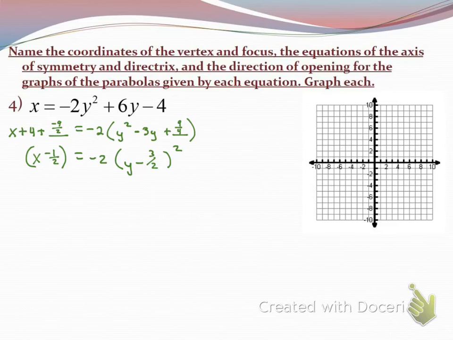Because I'm about to do what? Andrew? Yeah, but I have to do what to find 4p? I can't say 4p is equal to 1. That would be wrong. I need to divide by -2. So what am I going to put out here in front? -1/2. Okay, now it's -1/2. x minus 1/2 equals y minus 3/2 quantity squared.